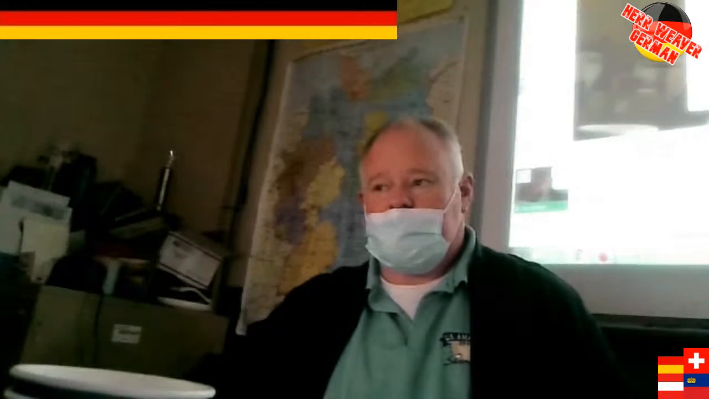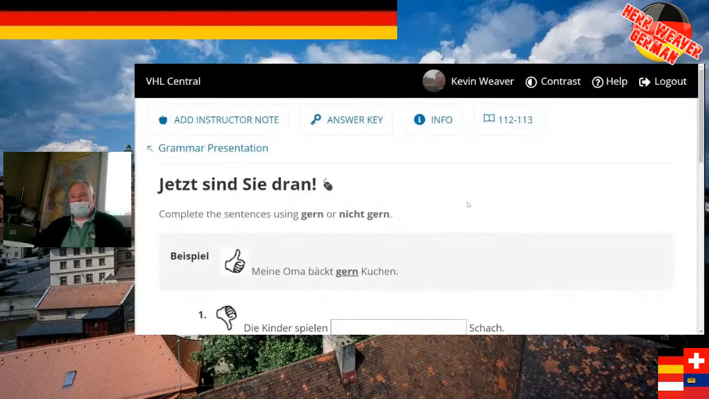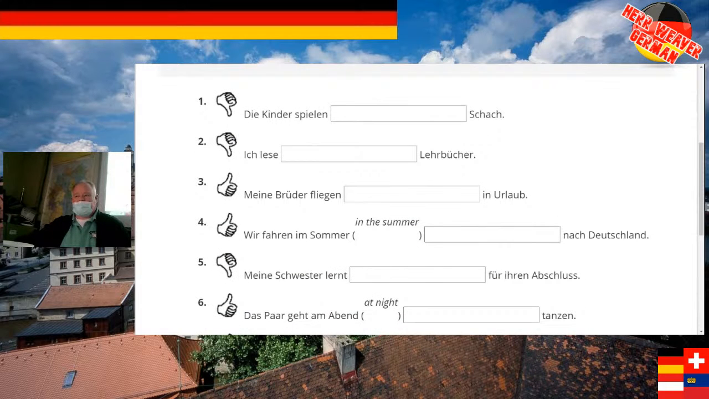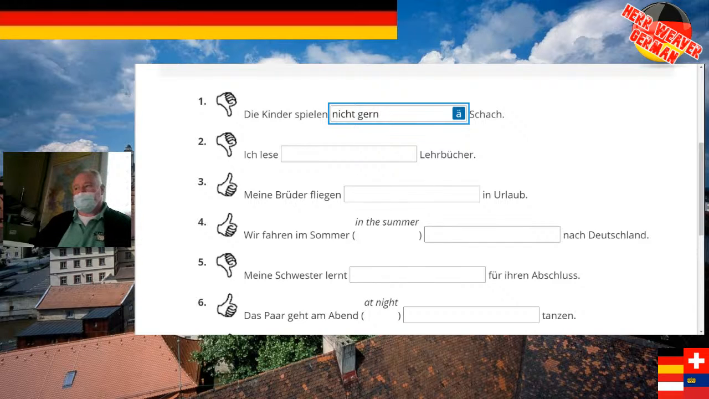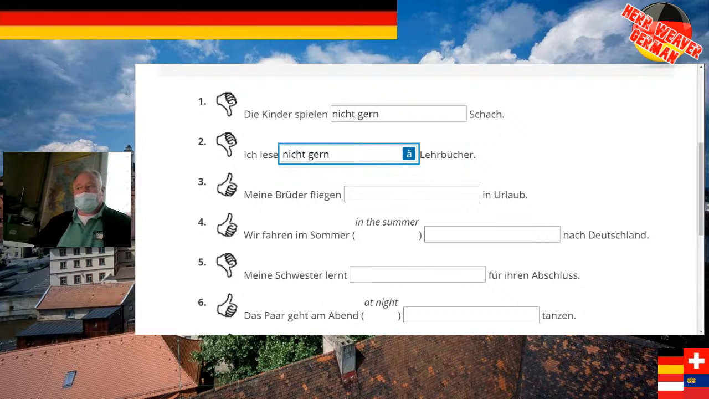Jetzt sind Sie dran. Sure, okay. So, thumbs down. Die Kinder spielen blank Schach. Thumbs down, so what are we going to put there? Nicht gern. What's Schach spielen? Remember that word? Schach? When you win, you get to say to the person, Schachmatt. Oh, checkmate. So what's this game? Chess, right? Also thumbs down. Ich lese blank Lehrbücher, textbooks. Nicht gern Lehrbücher.